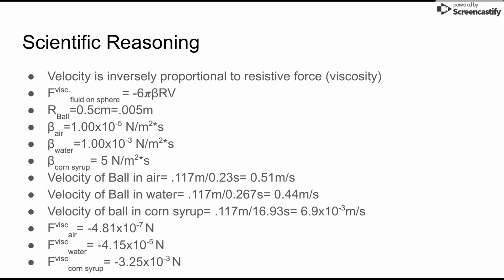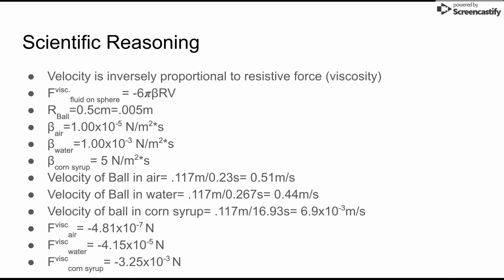To calculate force viscous, the equation is negative 6 pi beta RV. The radius of the ball was 0.5 centimeters, and the beta value for air was 1 times 10 to the negative fifth newtons per meters squared times seconds, and the beta for water was 1.0 times 10 to the negative third, and the beta for corn syrup was 5.